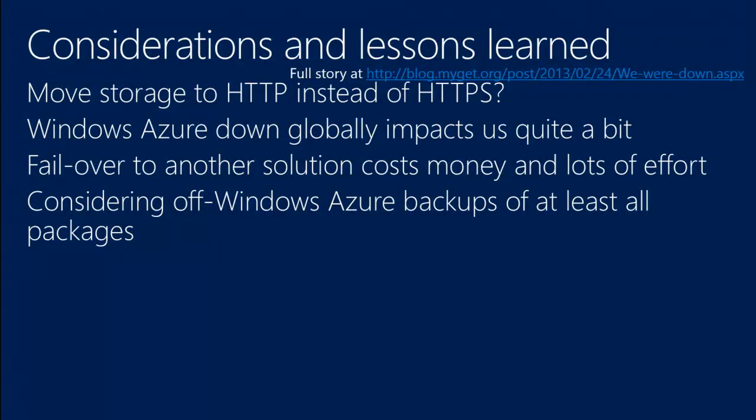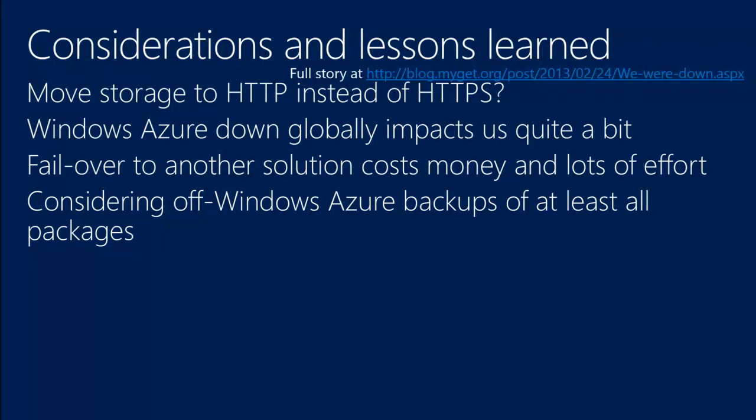We also think that probably this thing will never happen again, I hope. So that's why we are not changing HTTPS to HTTP. Windows Azure globally going down really impacts us. We still have this backup, we still have this failover to other data centers if we want to do this, but we cannot do this if Windows Azure is down. So if Windows Azure is down, we are down as well.